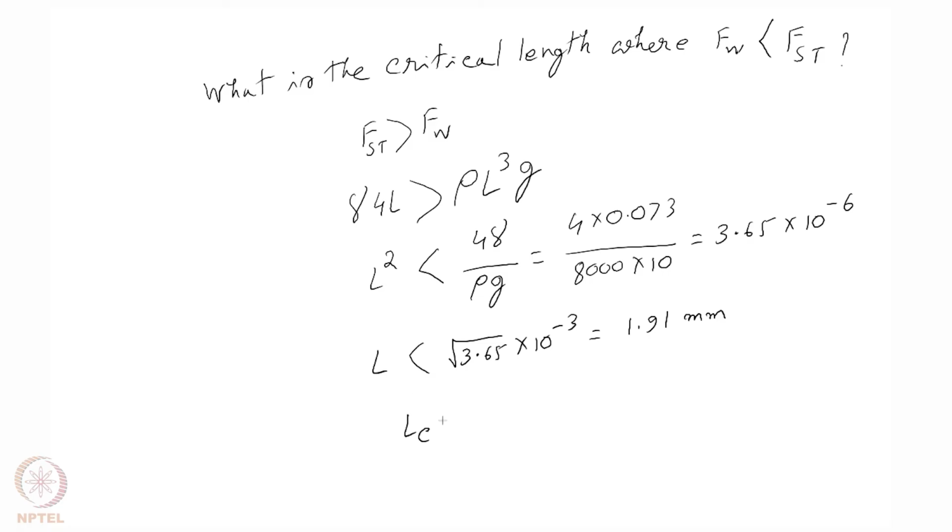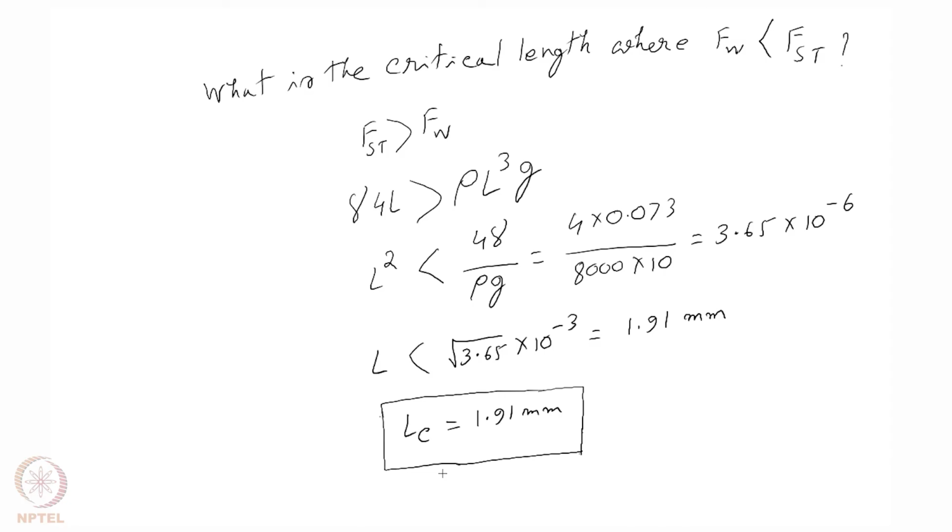The critical length, Lc, is equal to 1.91 millimeter. And what does it mean? It means that as we are sinking down the block from 1 meter to 1 micrometer, at 1.91 millimeter it will just cross over the weight, right? So we need a minimum size of 1.9 millimeter to cross it over. If we make the block size even lesser, each side of the block, then it will definitely float, and above that it will not float.